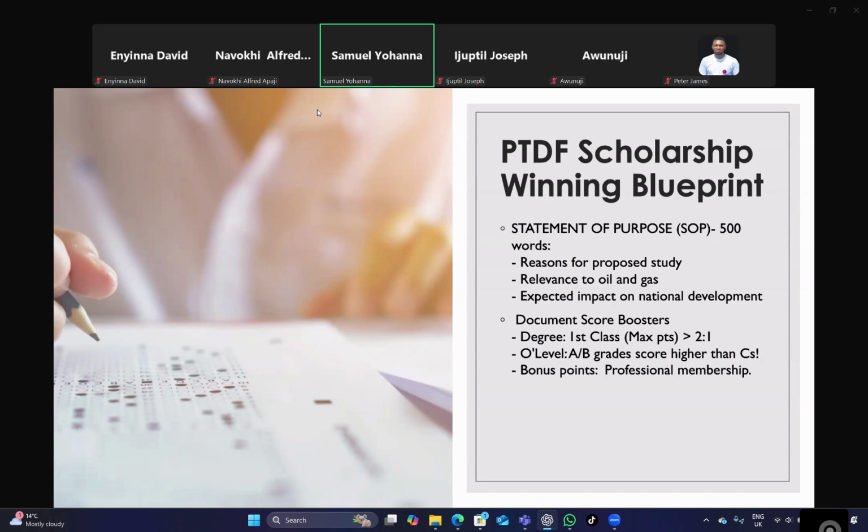So if your state has 2,000 applications, at the end of the day, they're only going to take maybe 5 or 6 people for masters, and I think 3 people for PhD. So the competition is very, very intense. But believe me, if you can have these points, it will really help your application.